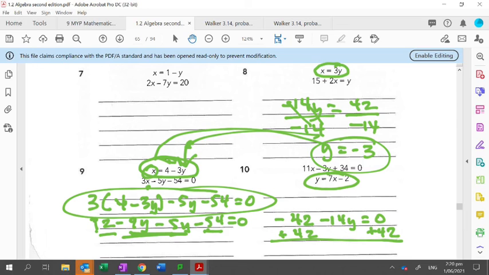Okay? Now, the problem with this is if you tried that last one we did like that, you'd introduce a bunch of really bad fractions. And that's why elimination is preferred. Okay? But again, you can use substitution, especially when they're already formatted in that way. Okay? All right.